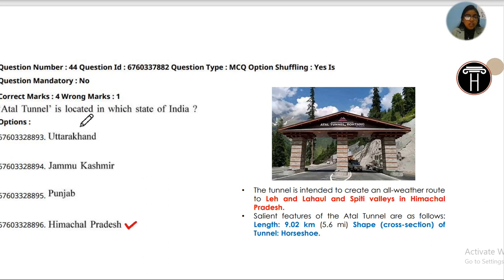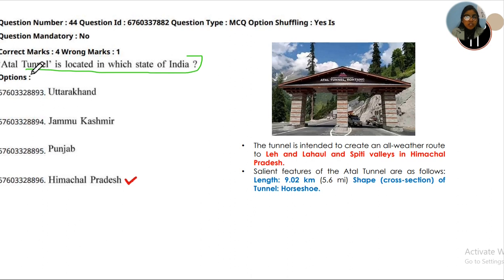Next question is, Atal Tunnel is located in which state of India? So Atal Tunnel is located in your Himachal Pradesh. This is your Atal Tunnel image. The tunnel is intended to create an all-weather route to Leh, Lahaul and Spiti Valley in Himachal Pradesh. The important feature is its length. Its length is 9.02 kilometers.